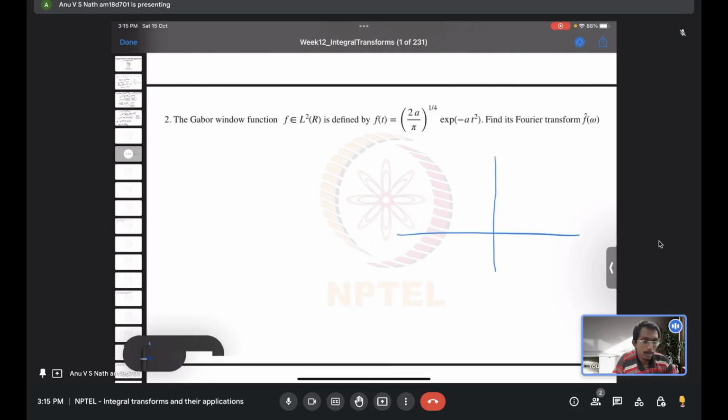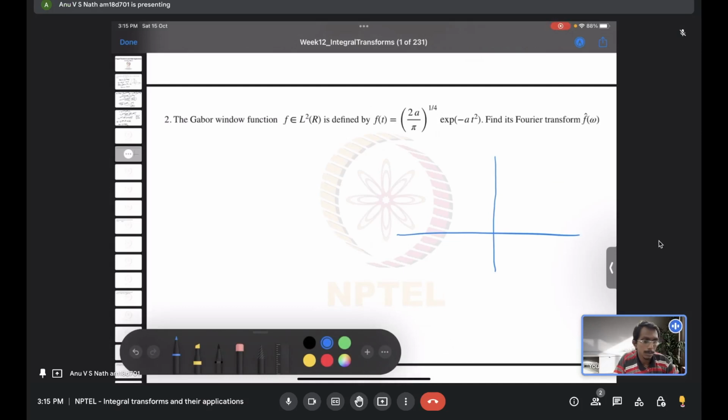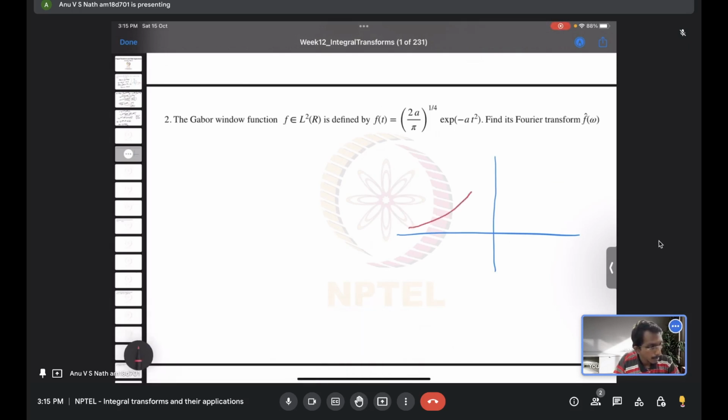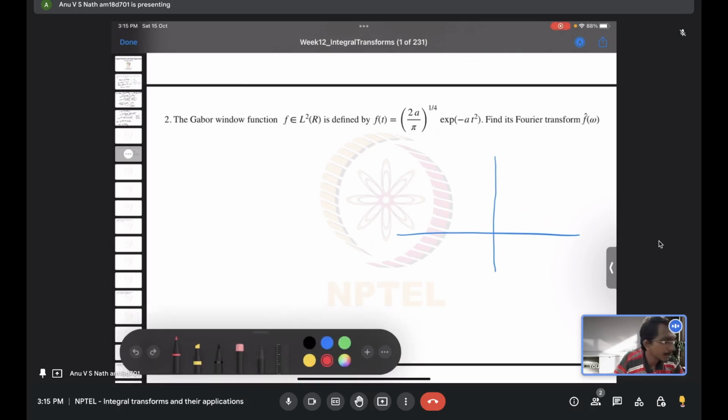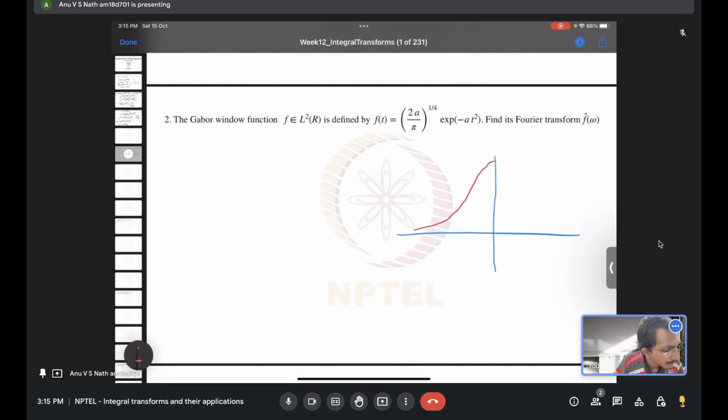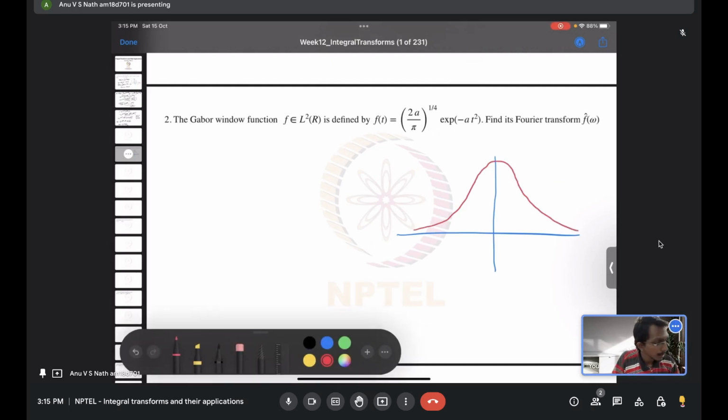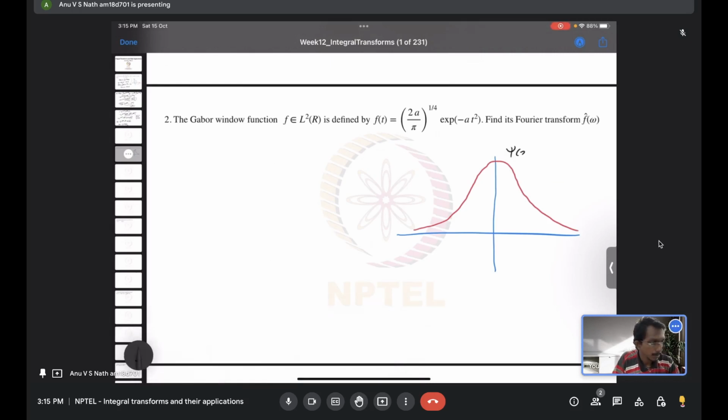So if you plot the function, you see it's symmetric about 0, unlike the Haar wavelet, which is symmetric about t equal to half. Here the function is symmetric about 0, so it's basically a Gaussian. Maybe I have drawn it non-symmetrically, but it should be a symmetric Gaussian function, scaled with the 4th root of 2a by pi. This is psi of t, here it's actually f of t.